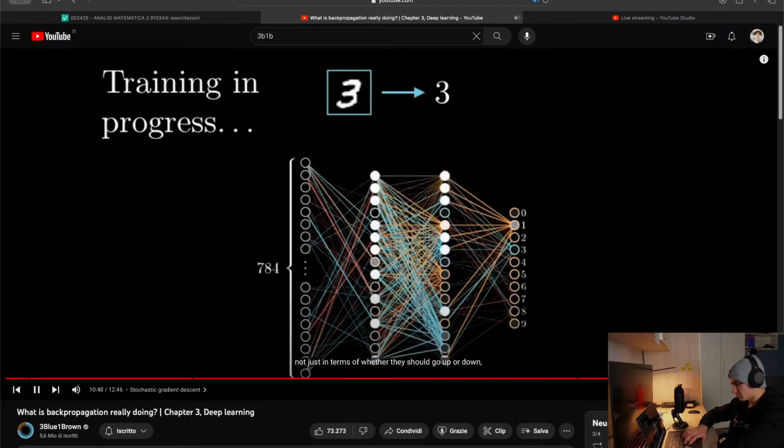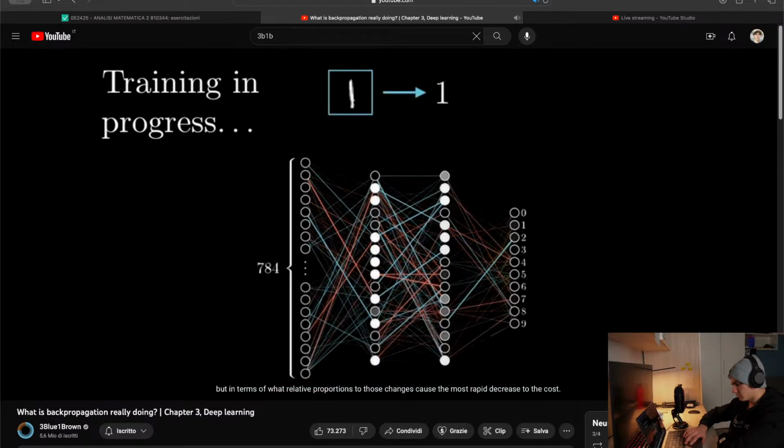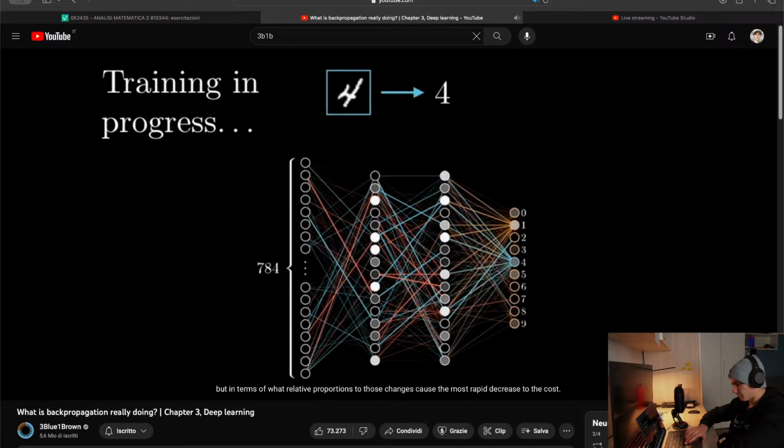Not just in terms of whether they should go up or down, but in terms of what relative proportions to those changes cause the most rapid decrease to the cost.